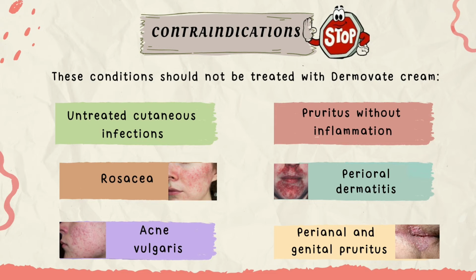These conditions should not be treated with Dermovate cream. First, untreated cutaneous infections. Second, rosacea. Rosacea is a condition that causes blushing or flushing on the face. Next, acne vulgaris, pruritus without inflammation, perianal and genital pruritus, and lastly, perioral dermatitis. It is a red rash that circles our mouth.